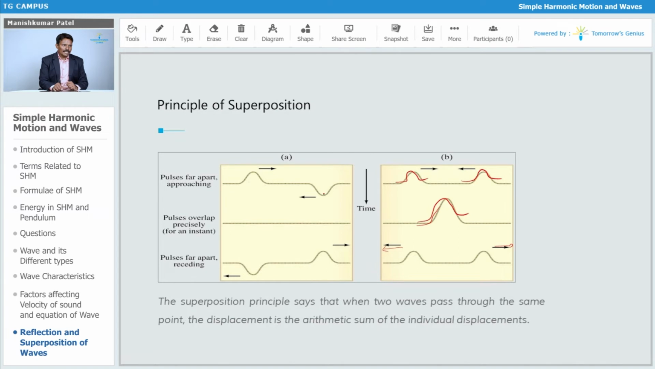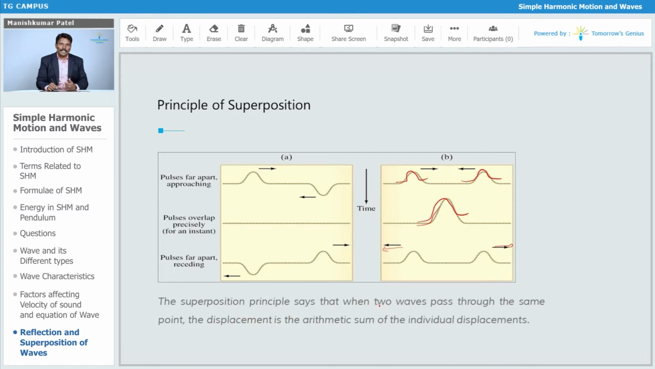For example, the pulses overlap. Precisely for an instant, you will get a resultant amplitude of 0, where they are out of phase. The same thing applies in the superposition principle: when two waves pass through the same point, the displacement is the arithmetic sum of the individual displacements.